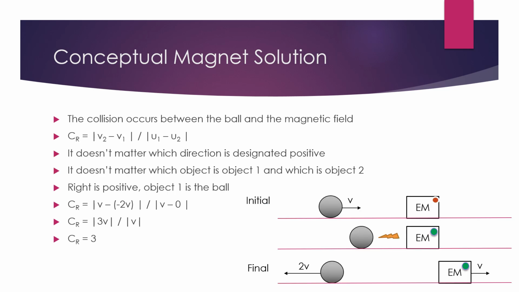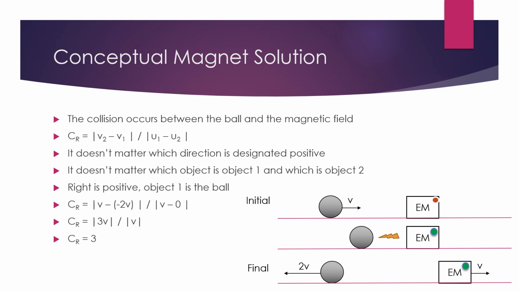Collision occurs between the ball and the magnetic field generated by the electromagnet. We can use the CR equation for a two-object situation. It doesn't matter which direction is designated positive. It also doesn't matter which object is object 1 and which is object 2. Just stay consistent. I'll personally choose right as positive, and the ball as object 1.